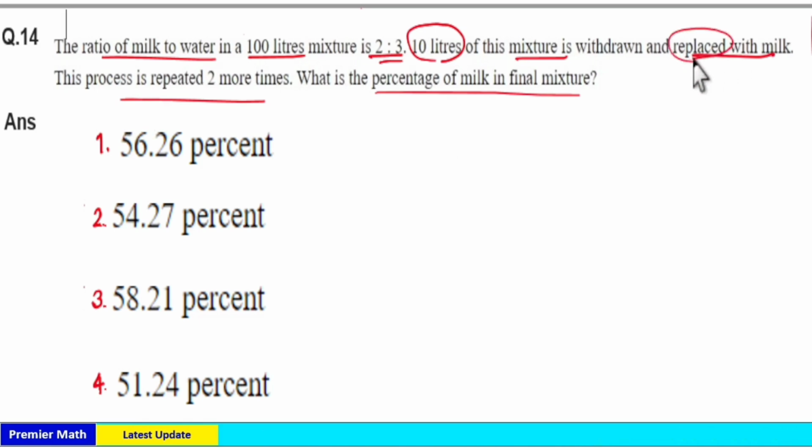Here this is replacement. That is, when you're taking out 10 liters of mixture, you are adding 10 liters of milk. That is, the initial volume and final volume will be the same even after all this process.